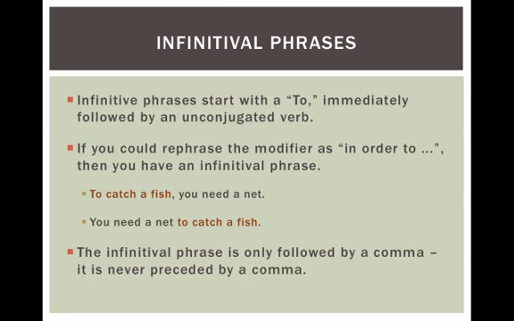Let's move on. Infinitival phrases. As we said before, infinitive phrases start with a to. Always, always, always start with a to. They immediately are followed by an unconjugated verb. So this is a trick that I use all the time. If you can rephrase something or stick an in order to in front of something, then you have an infinitival phrase. So, to catch a fish, you need a net. In order to catch a fish, you need a net. You need a net in order to catch a fish.